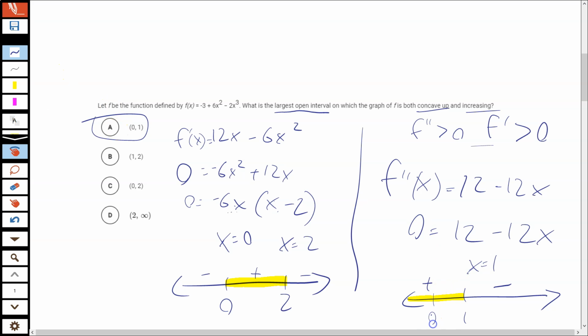So 0 would be here, right? 2 would be here. We could actually do this. We can switch colors. So here is my concave up interval, and then here is my decreasing interval, and we can see that they overlap from 0 to 1.